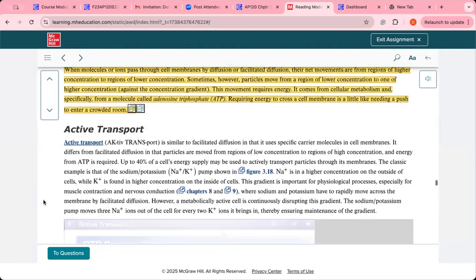Okay, active transport is similar to facilitated diffusion in that it uses specific carrier molecules in cell membranes. It differs from facilitated diffusion in that particles are moved from regions of lower concentration to regions of high concentration, and energy from ATP is required. Okay, so go to the question.